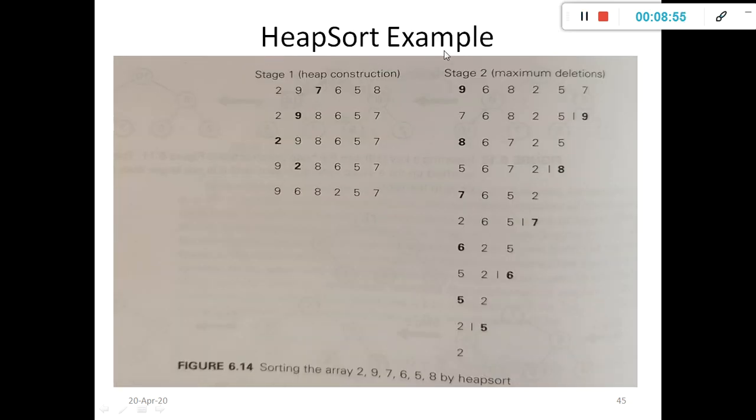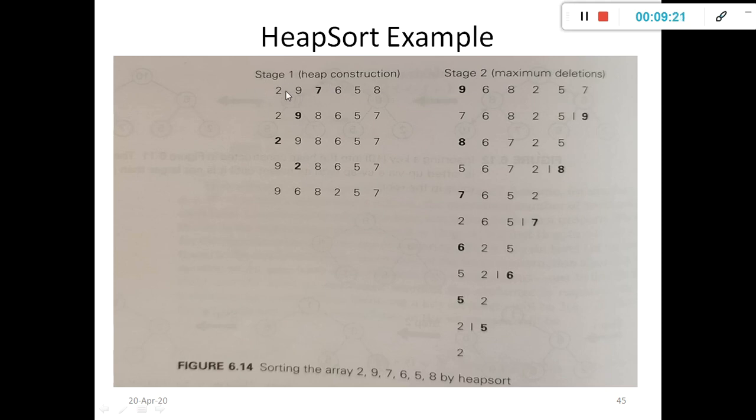Let's apply heap sort for one given example. Say that you are given an array with the elements 2, 9, 7, 6, 5, 8. First you have to construct a heap for these given elements 2, 9, 7, 6, 5, 8 as shown in stage 1, that is the heap construction. Then in stage 2 you have to apply the maximum deletions.